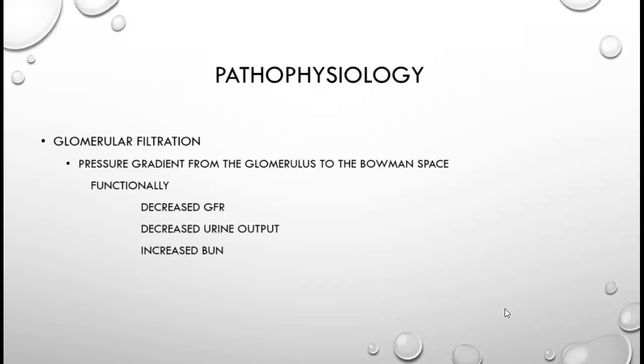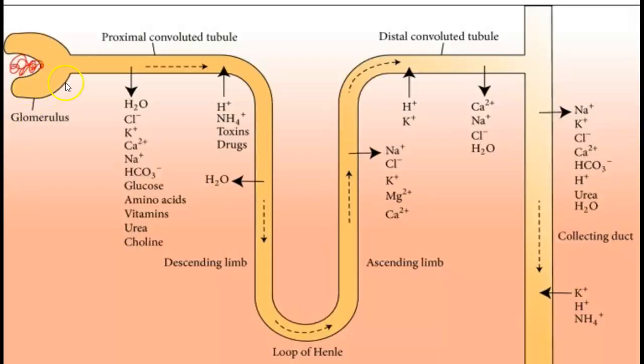So when we talk about glomerular filtration, it's basically the pressure on the glomerulus into the Bowman space. So if you have decreased glomerular filtration rate, then you have decreased urine output and you have an increase in your blood urea nitrogen levels.